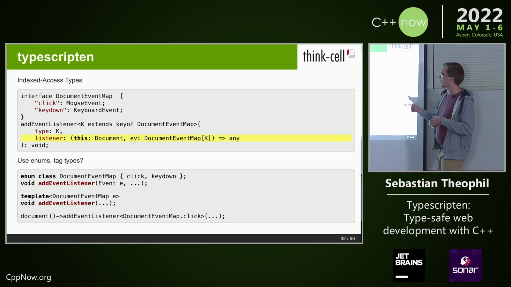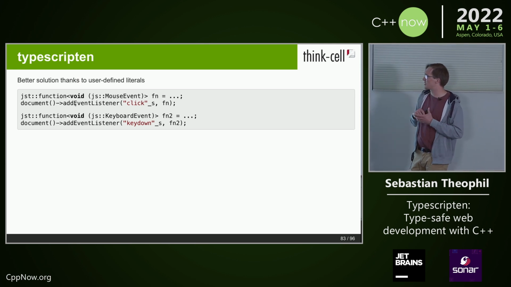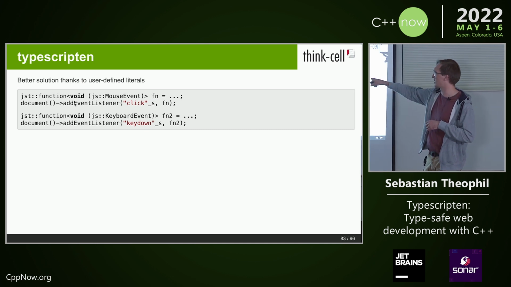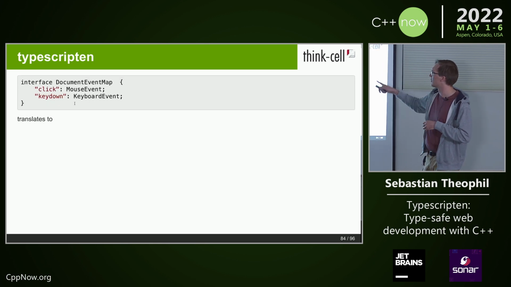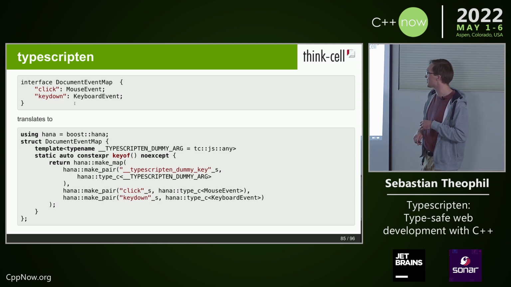So instead, there was a much more elegant way to do this with C++20 constexpr string literals and some help by Boost HANA, actually. So this is how it looks like in C++, and this is how it compiles. And now how did that work? This document event map gets translated to this.